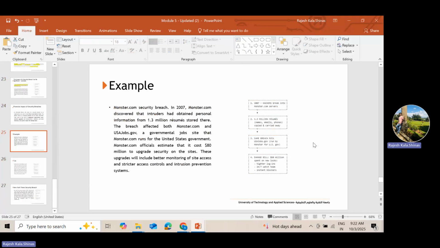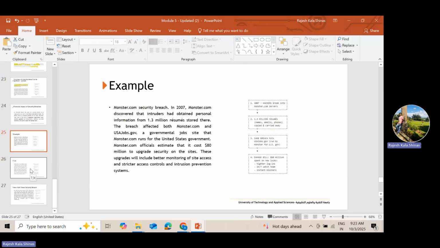So they updated their security: tighter logins and tighter access control, not just username and password. To enter the website, they need different access controls. Then a 24/7 watch team: there will be people watching who is accessing the website, whether they are legitimate or a hacker. Instant blocking: if they find any unauthorized communication or any issues, they will block them instantly. This much money they spent or lost because of this security attack.